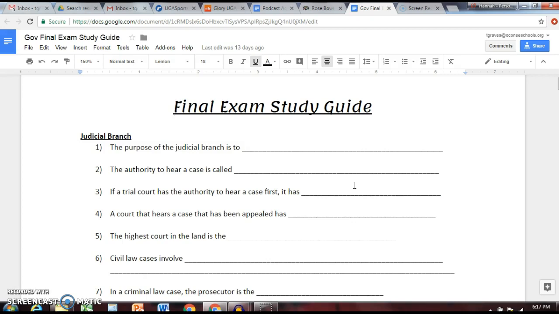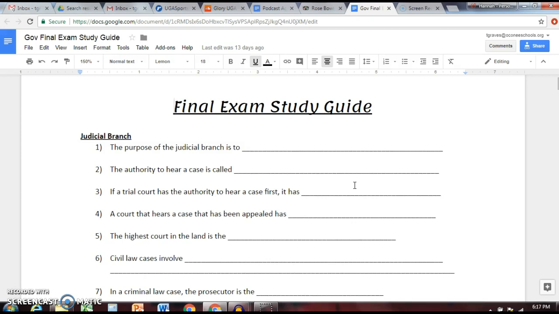So we're going to start with the judicial branch, what we've been talking about most recently since it's fresh in our minds. Number one, the purpose of the judicial branch is to interpret the laws. Interpret meaning kind of to look at the laws and look at the Constitution and determine, do those laws violate the Constitution or do they align with the Constitution? That's their interpretation.